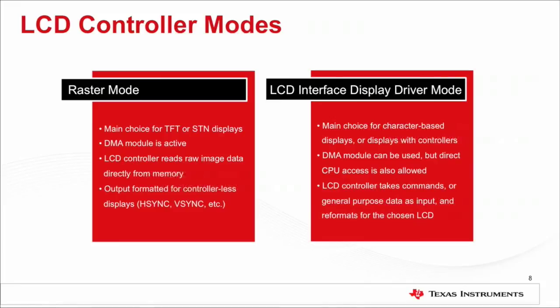Raster mode is for taking raw image data such as RGB, grayscale, indexed, etc. from the memory and sending it to the controller-less display without the processor's intervention. It provides a mechanism to constantly refresh the displays with the image data and supports up to 24-bit color. On the other hand, the LID mode is for sending serial image data or otherwise to an external display device. In this mode, CPU intervention is allowed, and in the next section of this video, I will explain each of these modes in more detail.